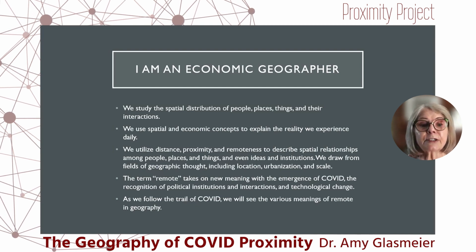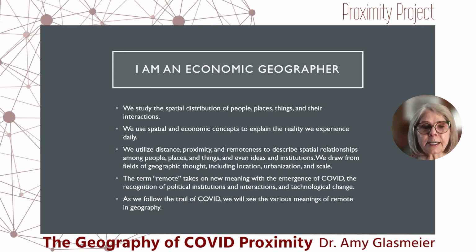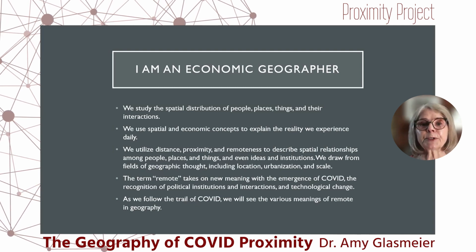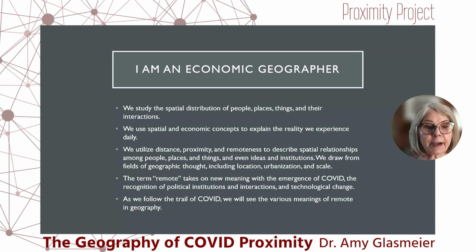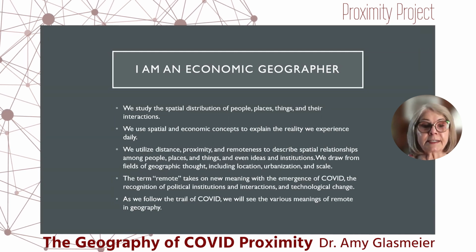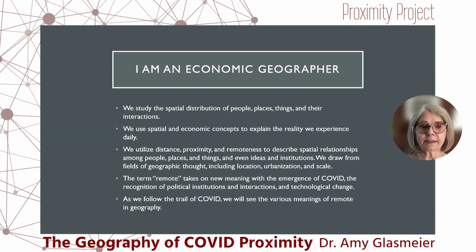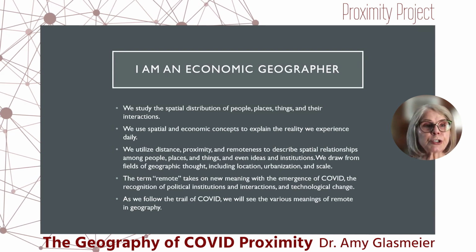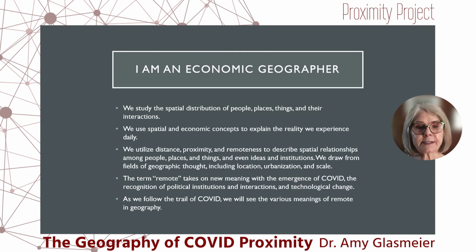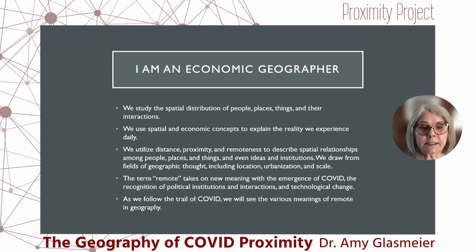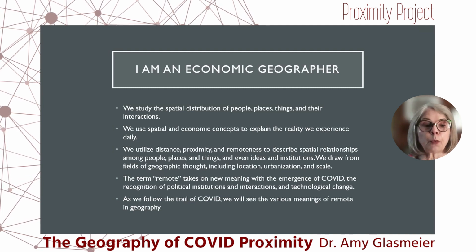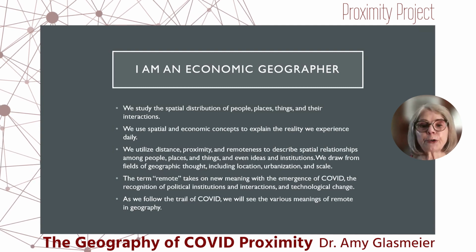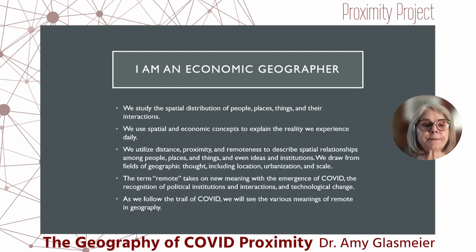We utilize certain tools and certain concepts to explain the relationships between peoples, places, and things and their interactions. We utilize distance, proximity, remoteness. We use these to describe spatial relationships among people, places, and things, and even ideas and institutions. We draw from fields of geographic thought, including location, urbanization, and scale.